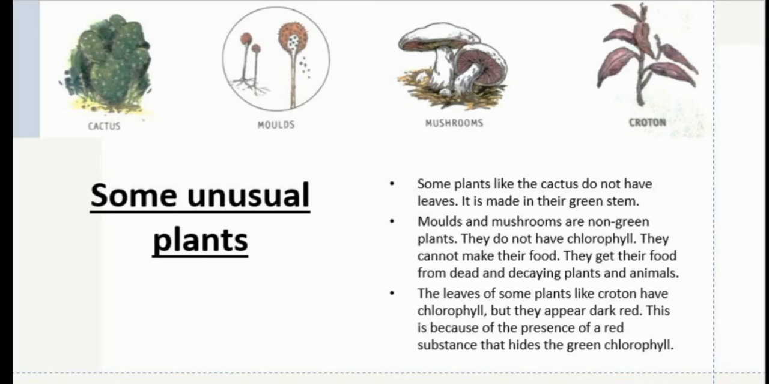One other plant is also shown in the figure, that is croton. Okay, the leaves of croton have chlorophyll, but they appear dark red. They are not green in color. This is because the presence of the red substance hides the green chlorophyll, but these croton make their own food. Okay, it has chlorophyll present in them.